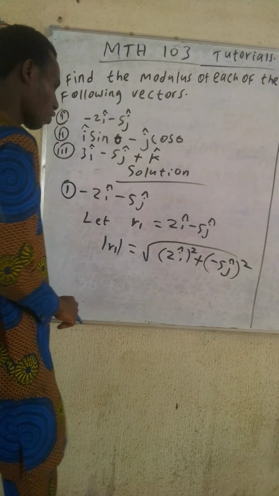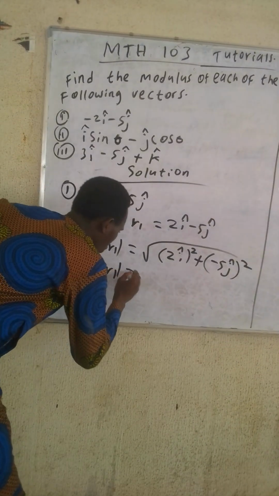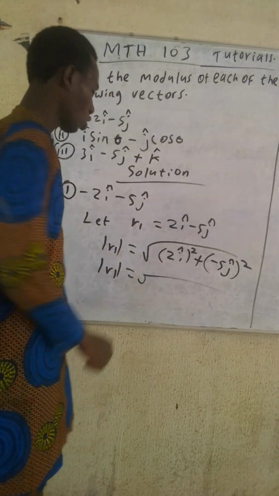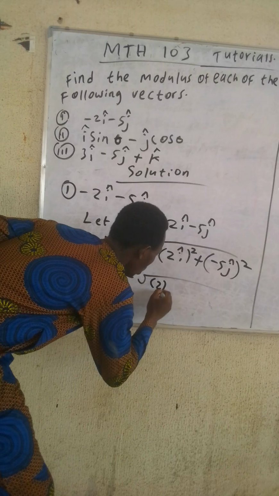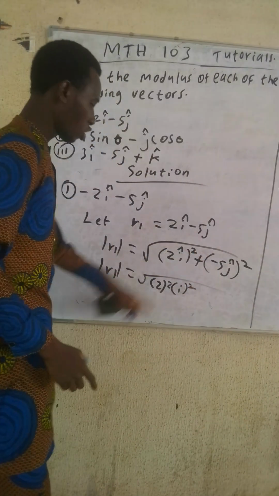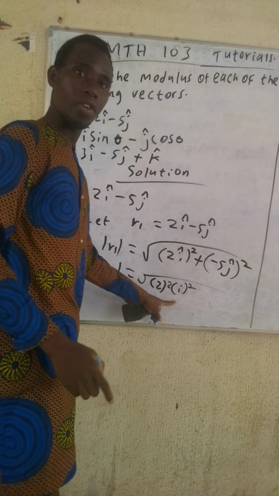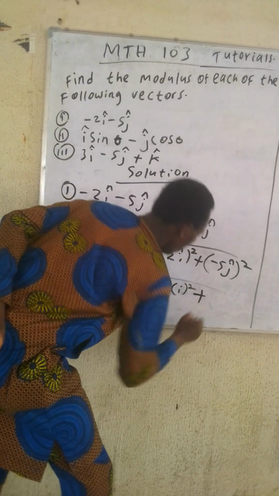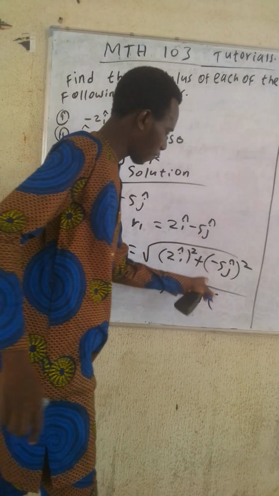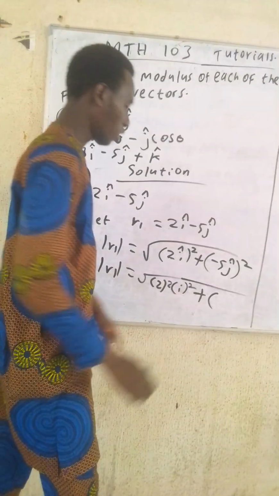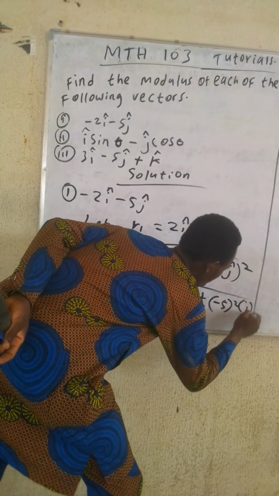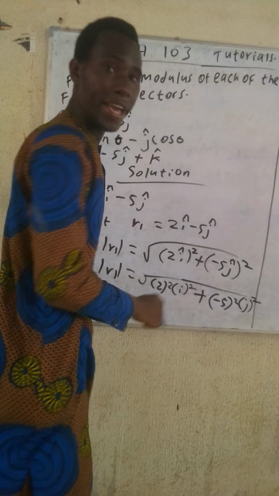So what do we have? The modulus of R1 equals, now 2i squared means 2 squared, i squared. Are you getting it? Plus minus 5j vector squared means minus 5 squared, j squared. Are you getting me now?